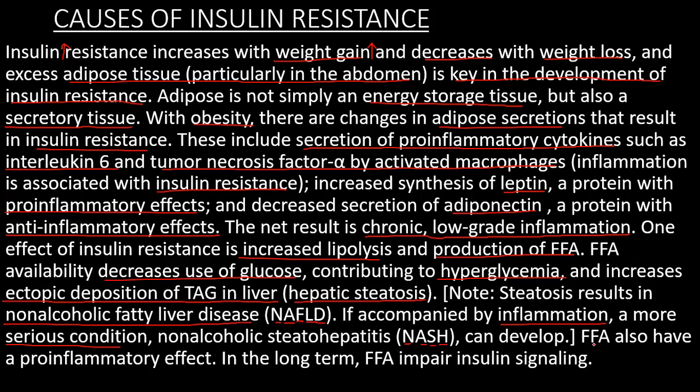Okay. Also, the free fatty acids have a pro-inflammatory effect, and the long-term effect is that the free fatty acids usually impair insulin signaling. Okay.